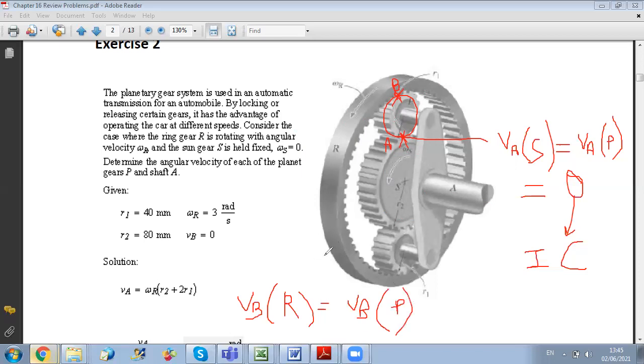Now, we can find this term because the big gear is doing what? What is the type of motion of the big gear? Look at the figure. What is the big gear doing? Is it translation, is it rotation about a fixed axis, or is it general motion?